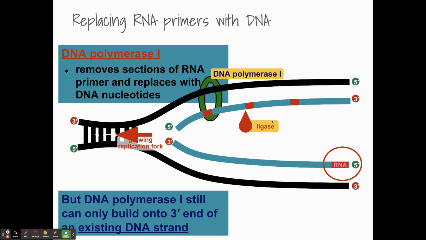DNA polymerase I removes sections of RNA primer and replaces them with nucleotides. Once our lagging strand is being built, here are our Okazaki fragments, which are glued together with ligase. Any gap or missing nucleotides is then replaced with DNA polymerase I.